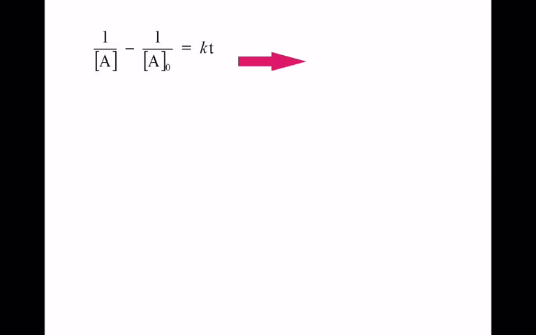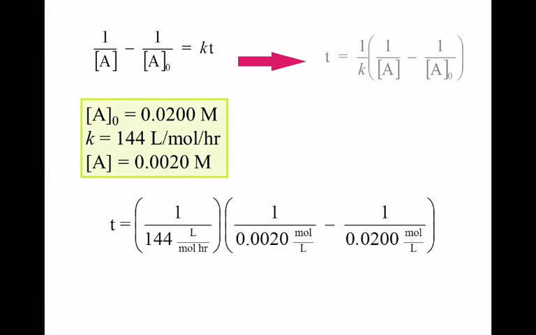In this part, we were given the molar concentration of A and asked to find time. So this one's not too bad. Rearranging this, we get time is equal to the inverse of the rate constant K times the quantity 1 over A minus 1 over A0. If we plug in the numbers, we get time is equal to 1 over 144 liters per mole per hour, that's the inverse of your K, times the quantity 1 over 0.0020 moles per liter, that was our concentration of interest, minus our initial concentration, which is, there are too many zeros and twos here, 0.0200. So 1 over 0.0200, again, moles per liter.